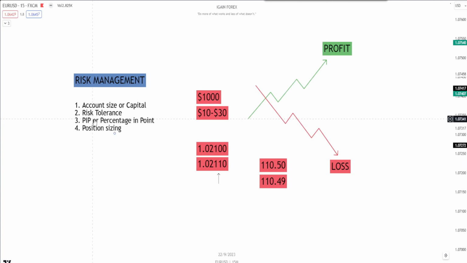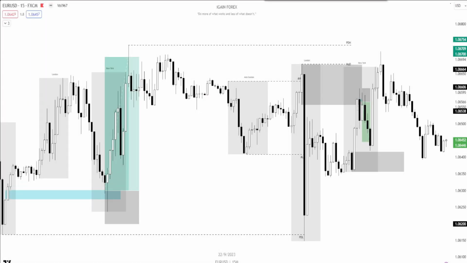And for the last thing, this position sizing. Okay, so let's go to the last part of our risk management. The last part will be the position sizing. Actually, position sizing in forex trading refers to the process of determining the amount of capital or risk that you allocate to a specific trade or position.